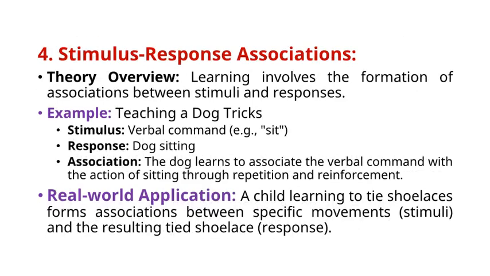4. Stimulus-response associations. Theory overview. Learning involves the formation of associations between stimuli and responses. Example: teaching a dog a trick. Stimulus: verbal command, for example, sit. Response: dog sitting. The dog learns to associate the verbal command with the action of sitting through repetition and reinforcement. Real-world application. A child learning to tie shoelaces forms associations between specific movements, stimuli, and the resulting tied shoelace, the response.